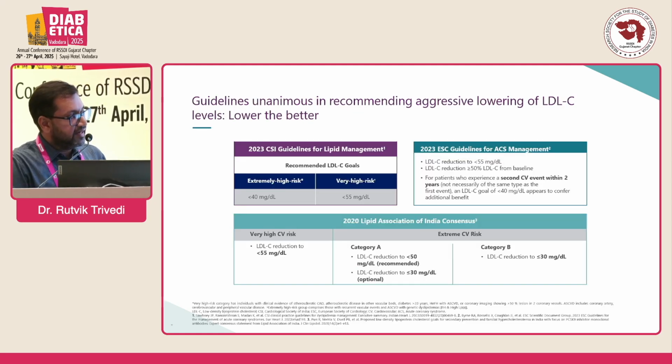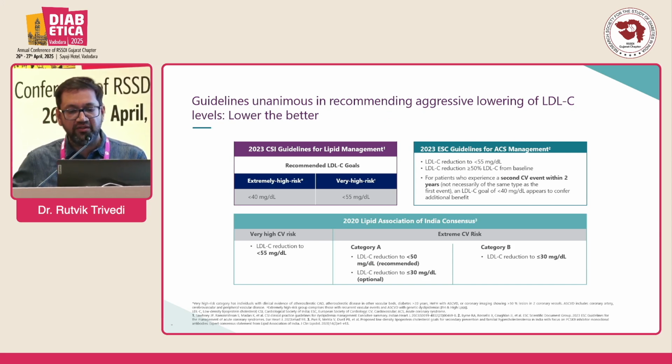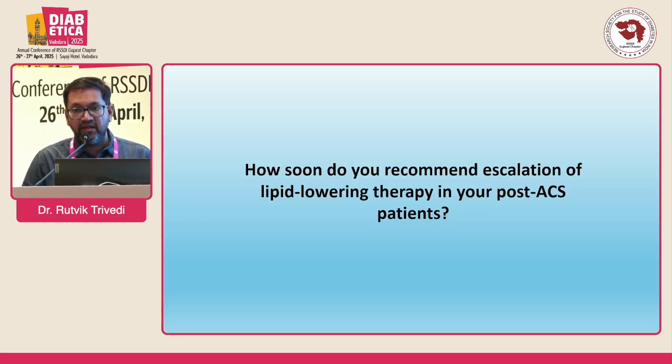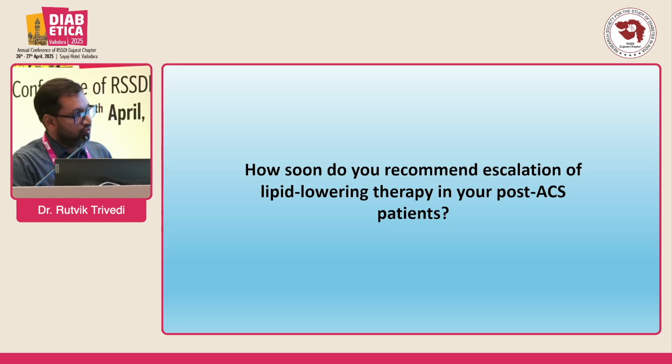These are the Indian guidelines, and the CSI guidelines and the Lipid Association all agree on that. Even the European Society guidelines endorse this view: LDL reduction of more than 50%, with a target of less than 55, and for those patients who have a recurrence of an event, we should go down to less than 40. The second question is, now you know the thresholds, how early you should strike to prevent this recurrence of the event.